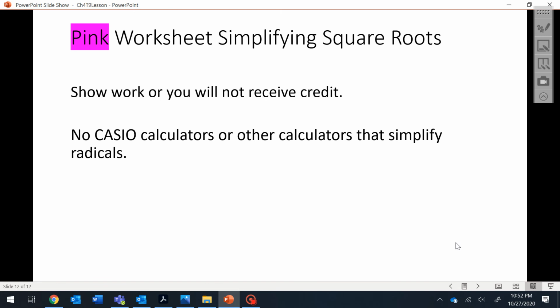Alright, so the homework for this, we have a worksheet for simplifying square roots. Please show your work for these problems.